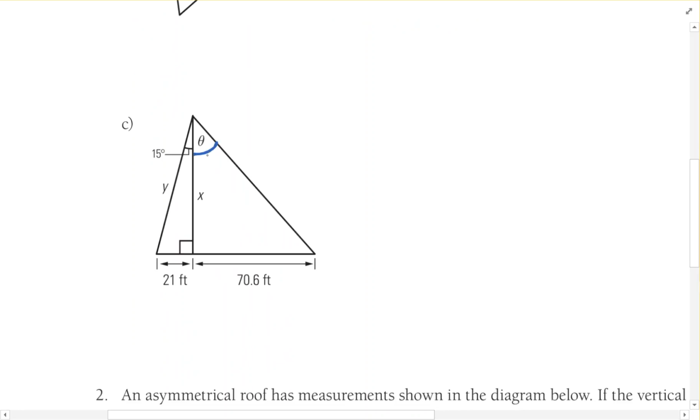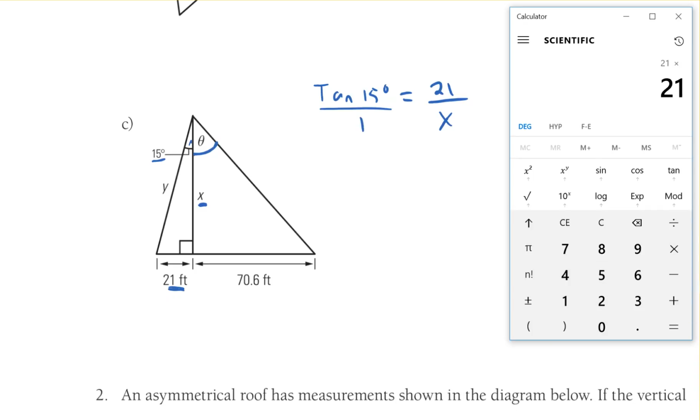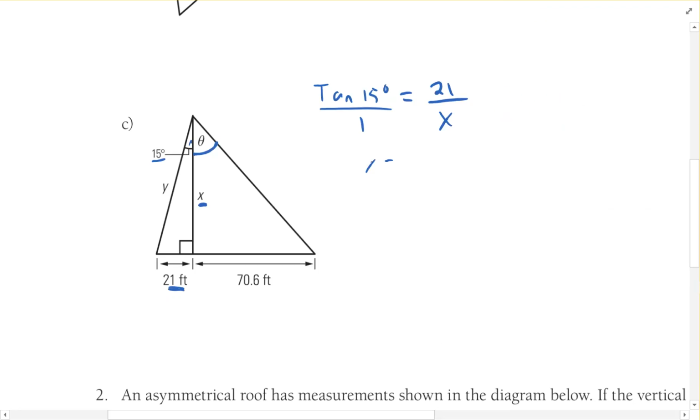C, I'm going to go with you a bit to figure out that one. First off, what we have to do is figure out x. That's pretty much the only thing we can figure out right off the bat because we know two things. We know that this is 15 degrees right there, and we know the opposite, so we can figure out the adjacent side. So that's going to be tan. Tan of 15 degrees is equal to the opposite, 21, over x, and we're looking for x. So 21 times 1 divided by tan 15 equals 78.4 feet.